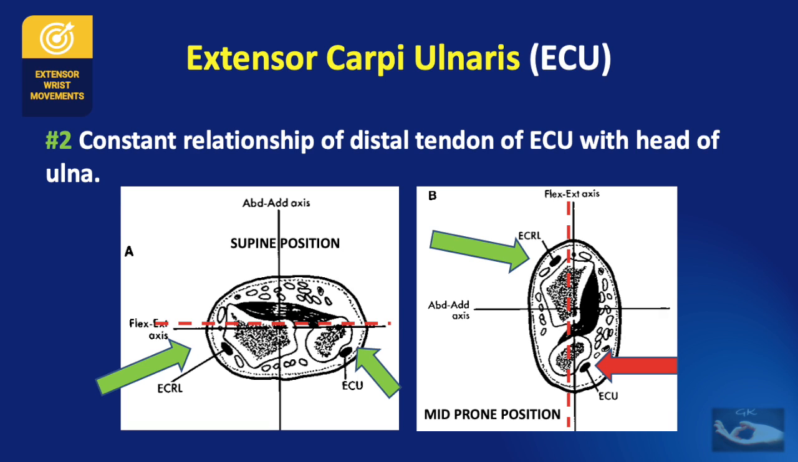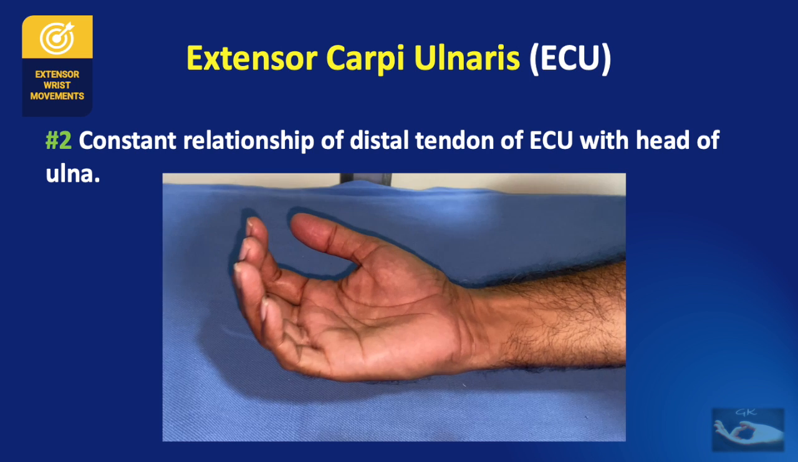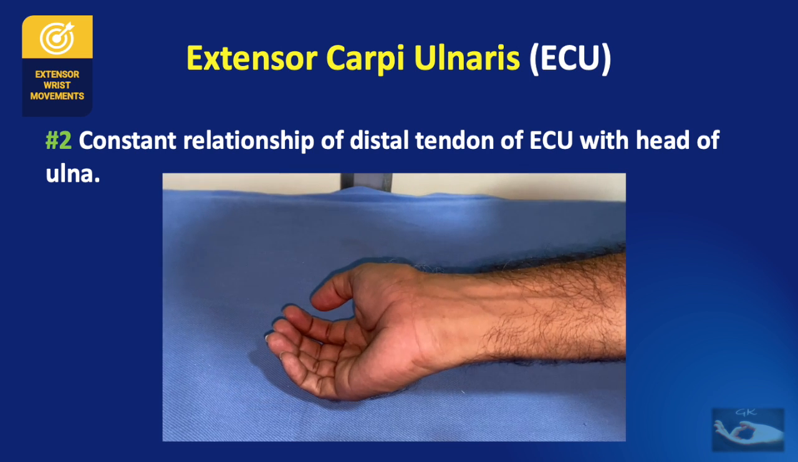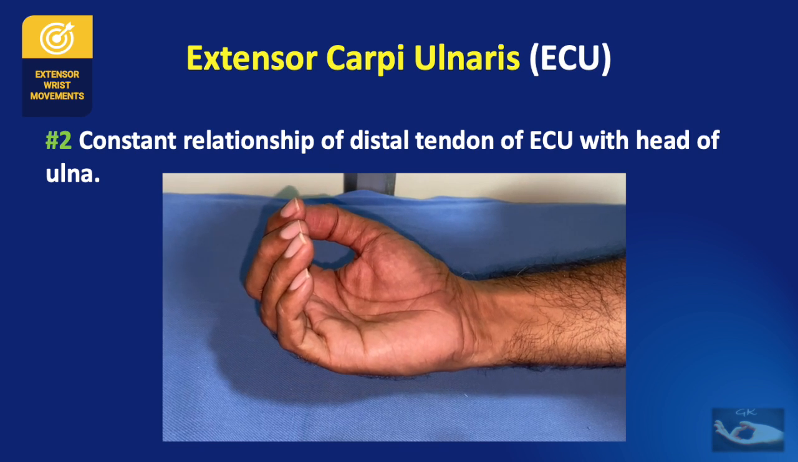So in mid-prone position of the wrist or completely pronated wrist, the extensor carpi ulnaris will not function as an extensor. Only the ECRL will continue to perform the function of extension. To elucidate this point further, I shall demonstrate this movement on my wrist.